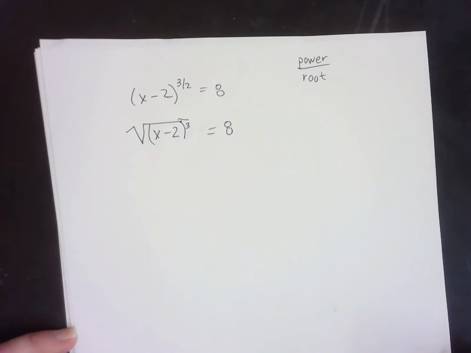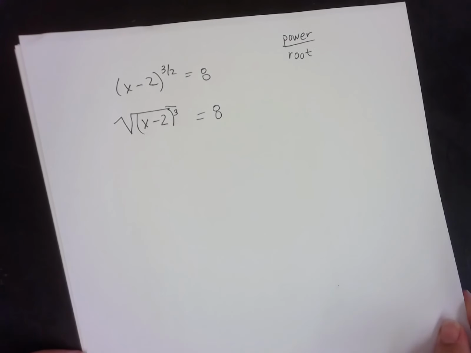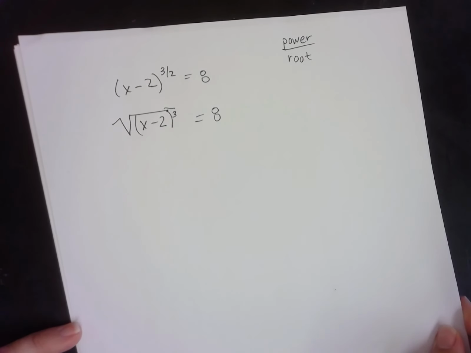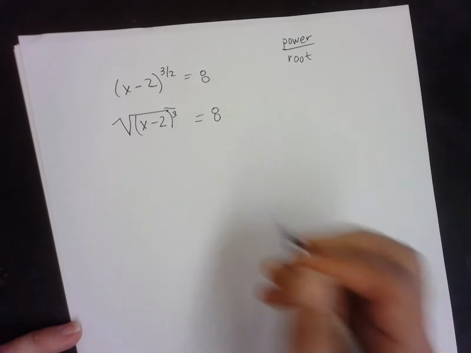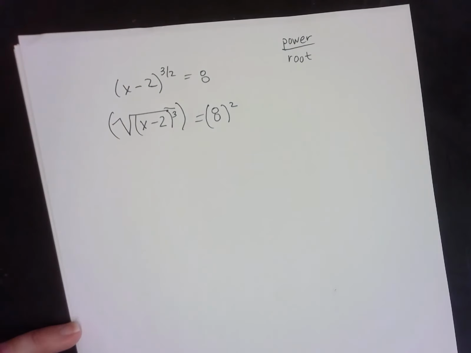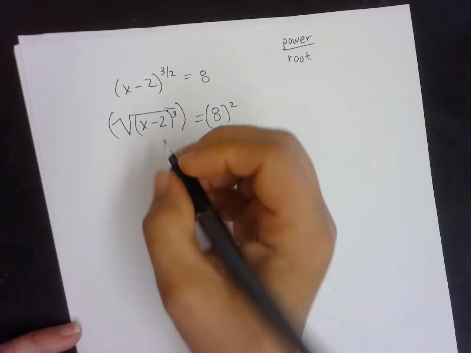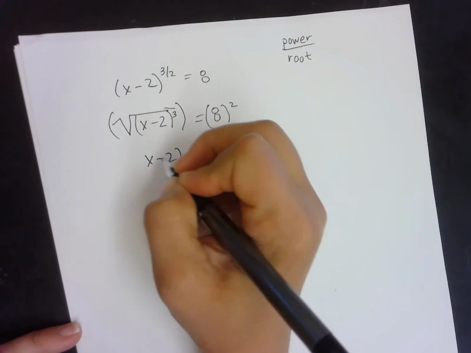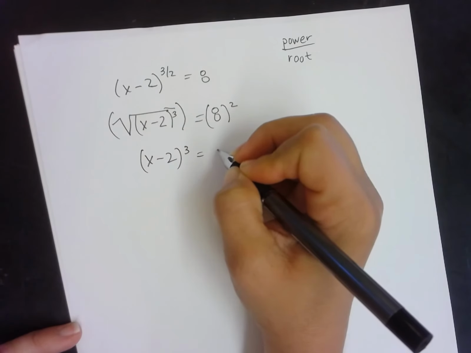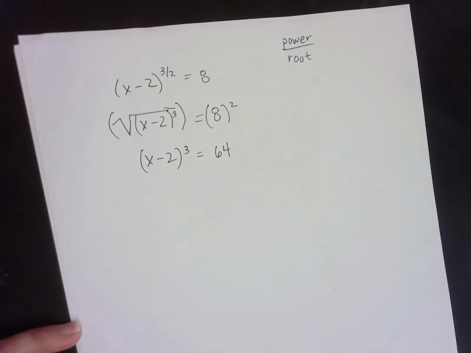That may help us undo it a little bit easier or make a little bit more sense while we're doing it. So whenever I have the square root of something, to undo the square root, I end up squaring both sides. When I square both sides, that undoes my radical, and I have x minus 2 quantity cubed is equal to 8 squared, which is 64.